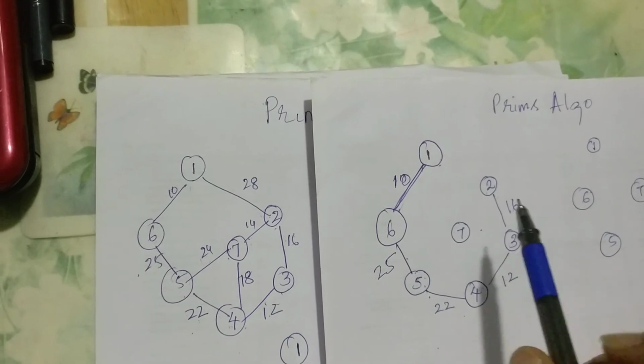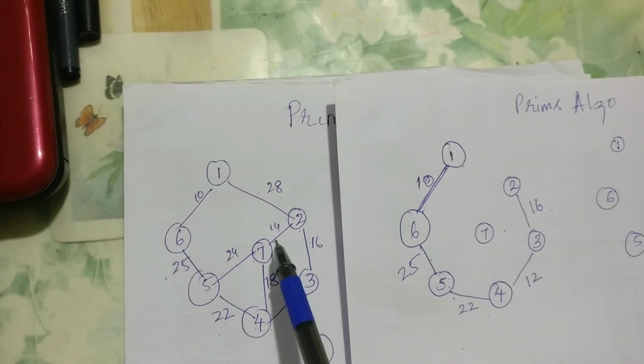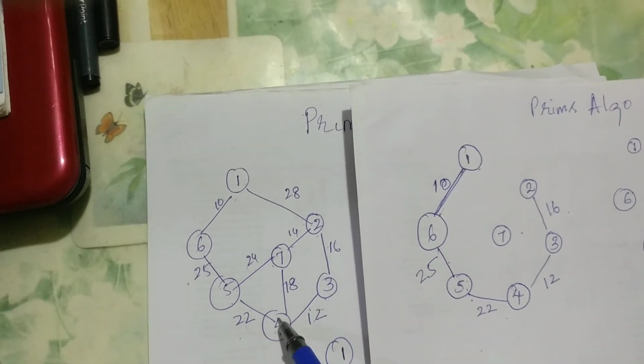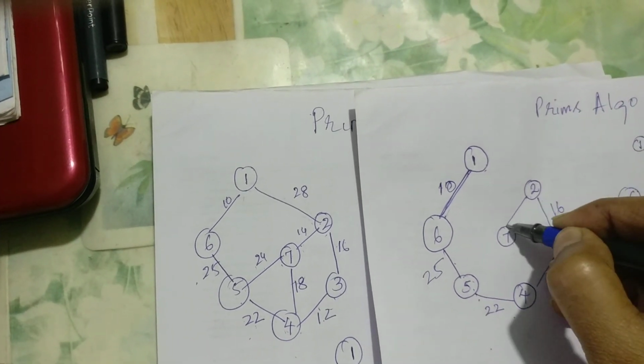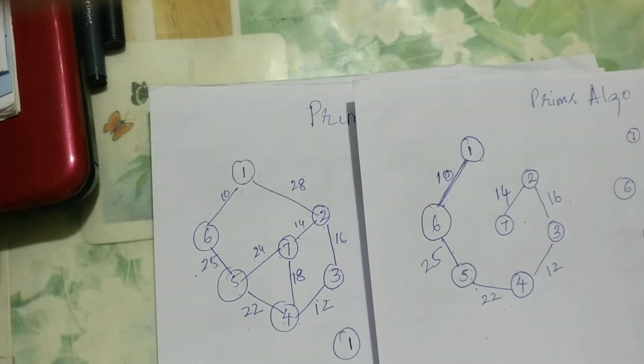Next, the possibilities are 28, 14, 18 and 24, of which 14 is the smallest edge. So this will be your minimum spanning tree.